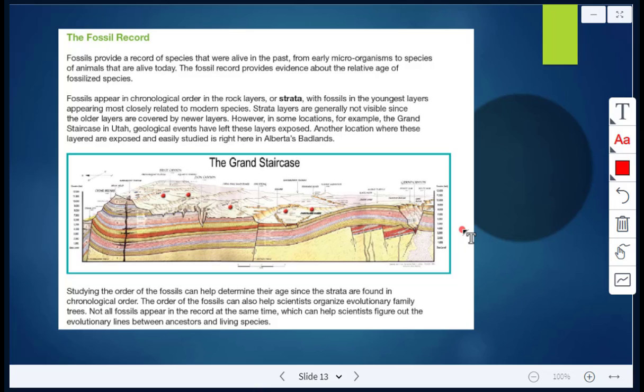The order of the fossils can also help scientists organize evolutionary family trees, because, well, not all fossils appear in the record at the same time, and this can help scientists figure out the evolutionary lines between ancestors and living species.